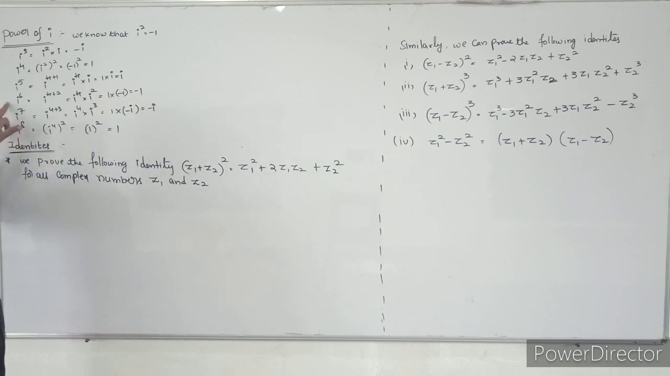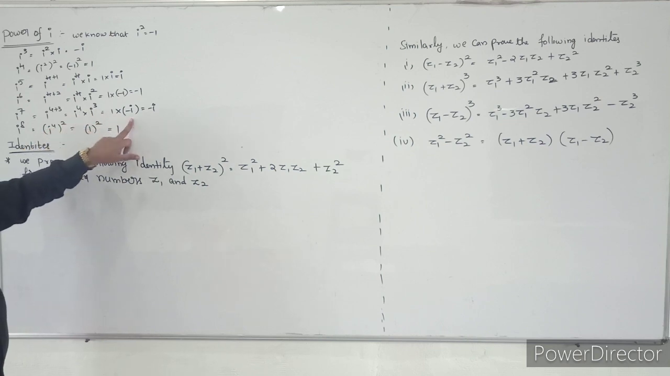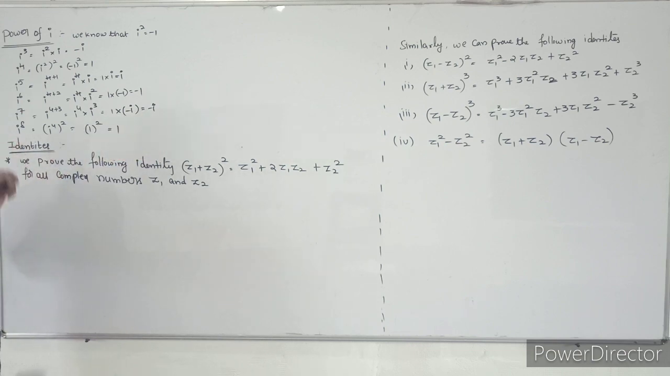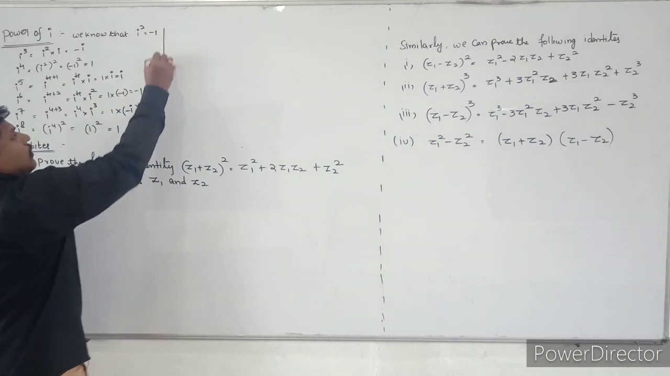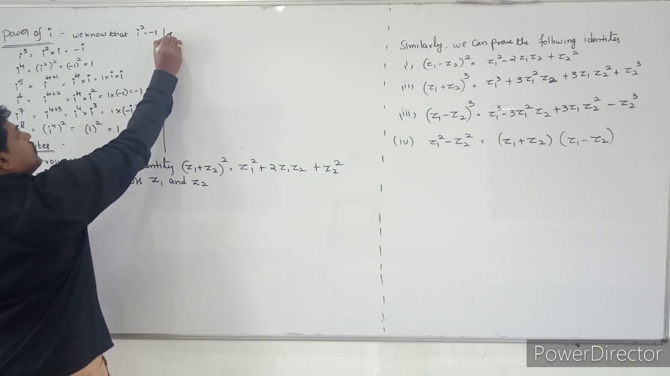So i power 7. I power 7 you can write as i power 4 plus 3. That meaning is i power 4 into i cube. I power 4 value is 1 and i cube value is minus i. So it will become minus i. So i power 8. I power 4 whole square. I power 4 value is 1. 1 square is nothing but 1 only. All are understood?